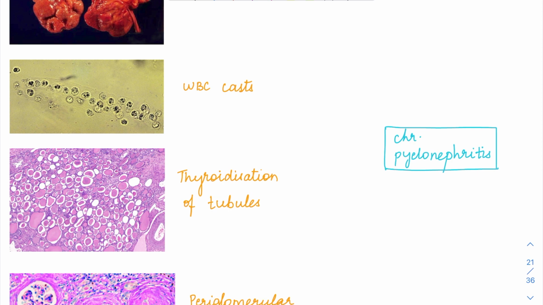Along with that, we can also have the presence of WBC casts. So the same hyaline cast on which you are going to see these kind of WBCs. All of these cells are the WBCs, and this is the transparent cast. If you see, you can see an outline. So this is the hyaline cast on which you are seeing this WBC, and then it is called a WBC cast. So WBC casts are seen in chronic pyelonephritis.